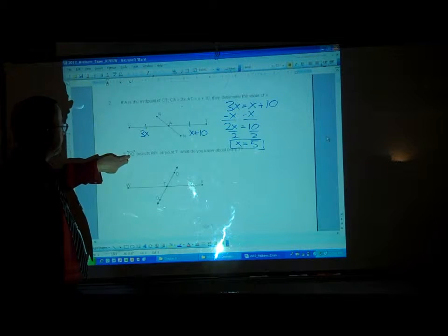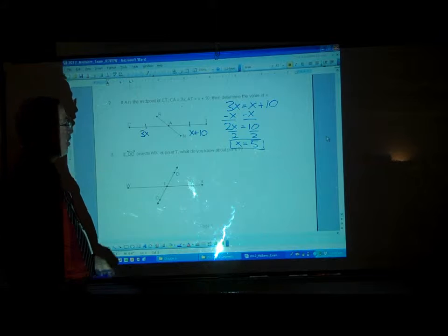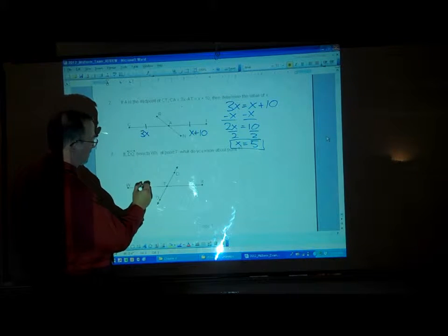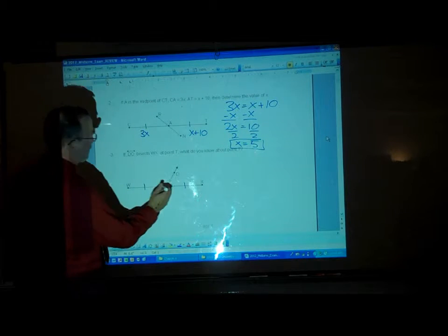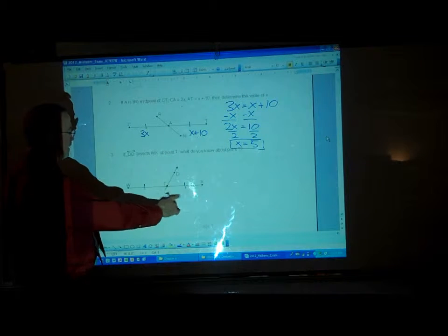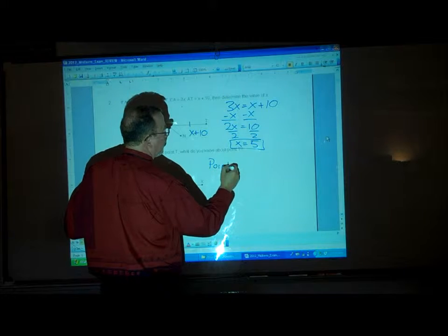Number 3, if line DO bisects WX at point T, what do you know about point T? Well, we said DO bisects it, so this is congruent to this. It says, what do we know about point T? Point T is right here. One thing that we could say about that is that point T is the midpoint of line WX. That's all we need to say.